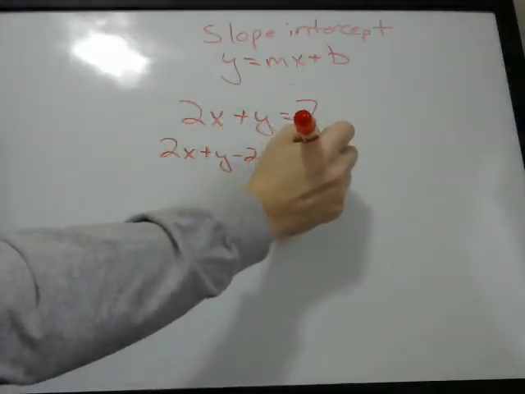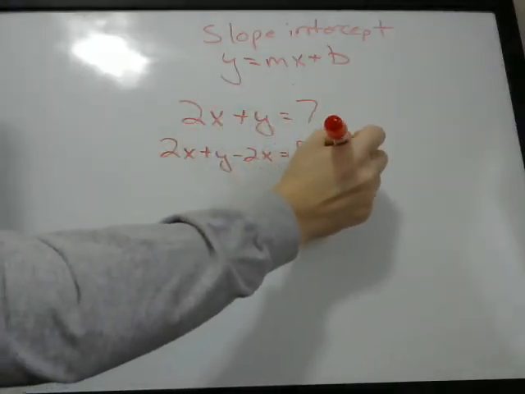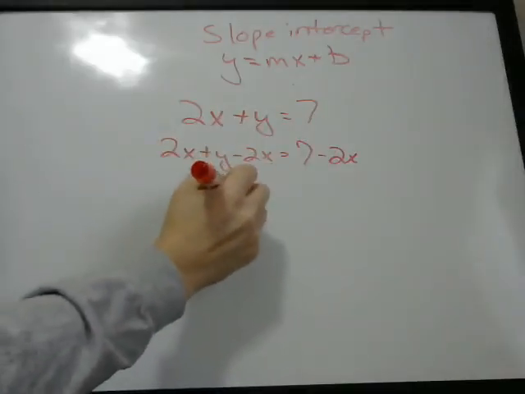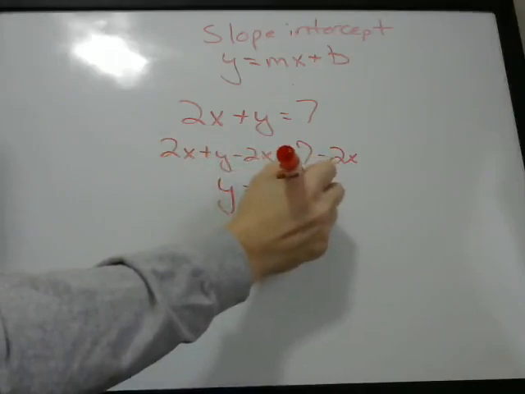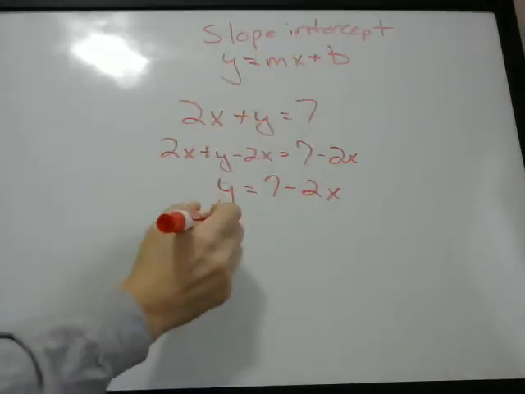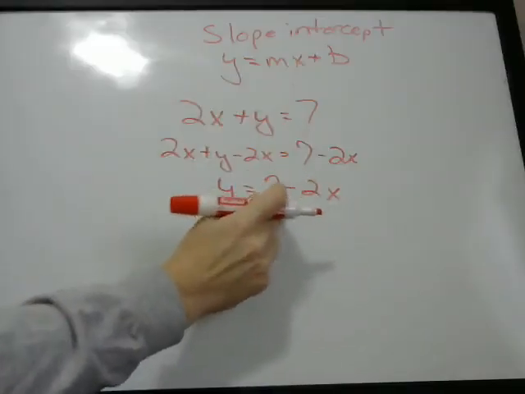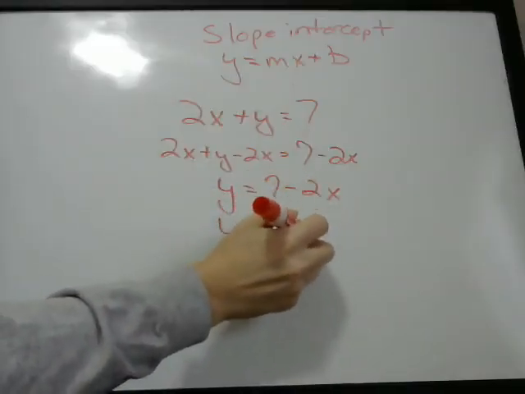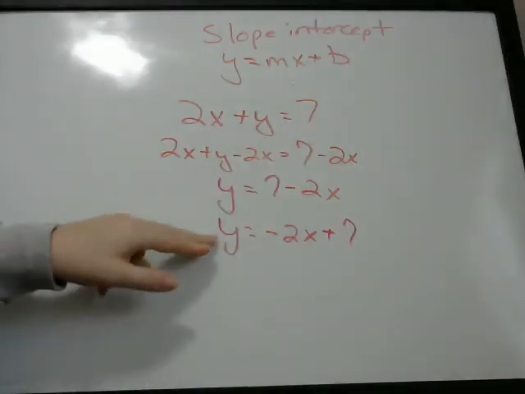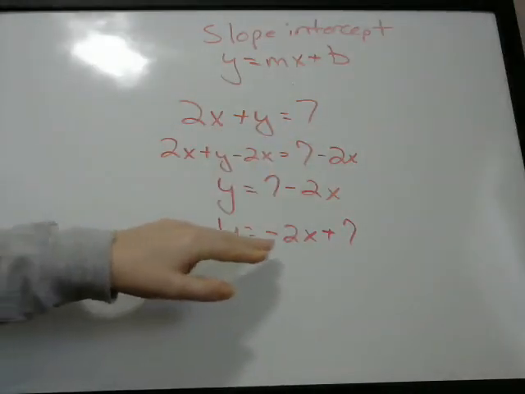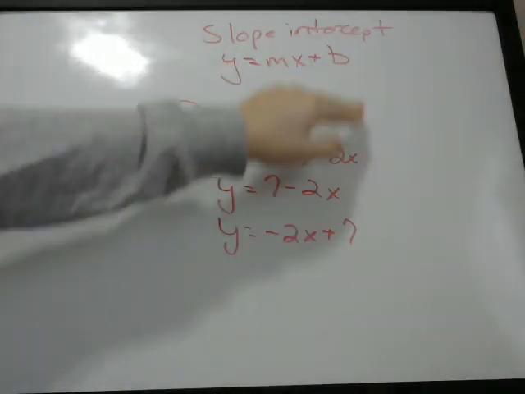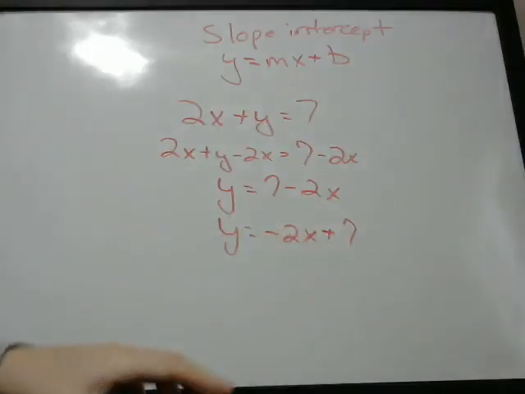So we're going to subtract off the 2x. If you don't know how to do the algebra part of this, then you can watch the algebra videos. So now we have 2x minus 2x, so we're just left with y equals 7 minus 2x. We generally write it with the x part in front, so we'll just switch these two around and put the negative 2x in front. This is a positive 7, plus 7. So this is written in slope-intercept form. We know the slope, which is m, is -2. We know the y-intercept, b, is 7.